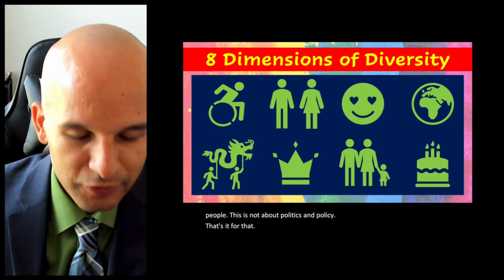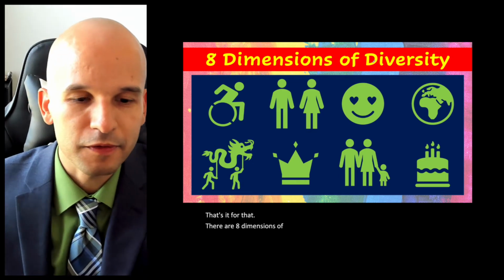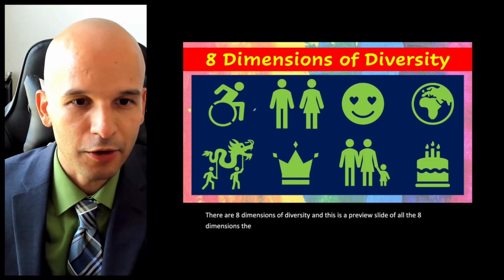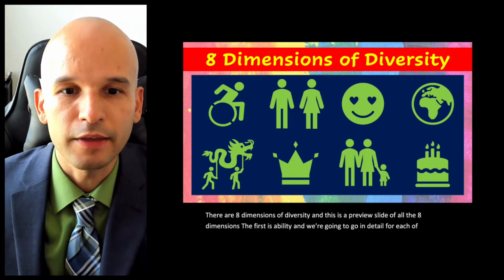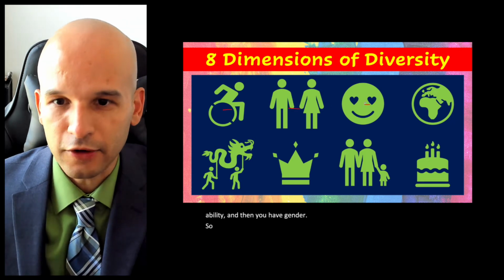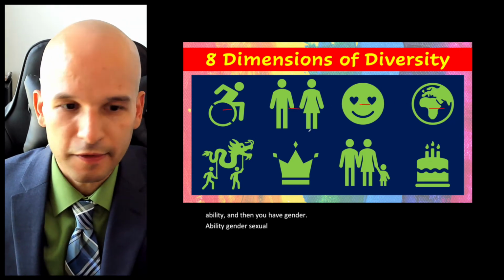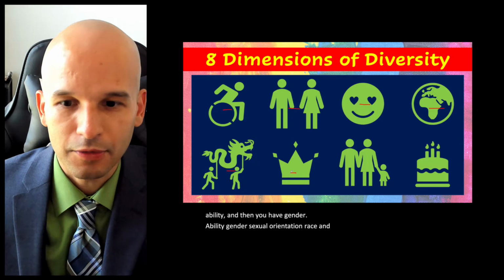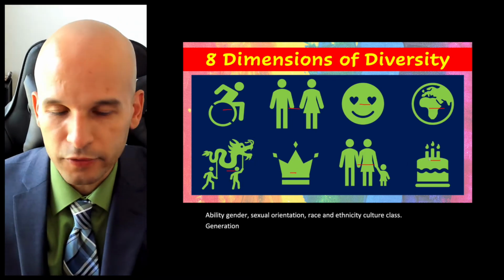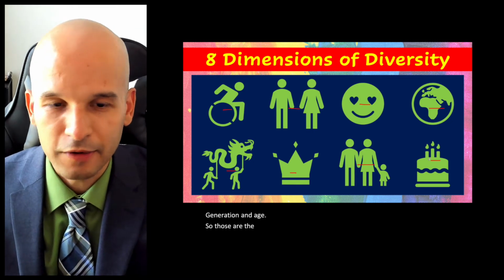Now, there are 8 dimensions of diversity, and this is a preview slide of all the 8 dimensions. The first is ability, and we're going to go into detail for each of these. So ability, gender, sexual orientation, race and ethnicity, culture, class, generation, and age. Those are the 8 dimensions of diversity that we're going to talk about.